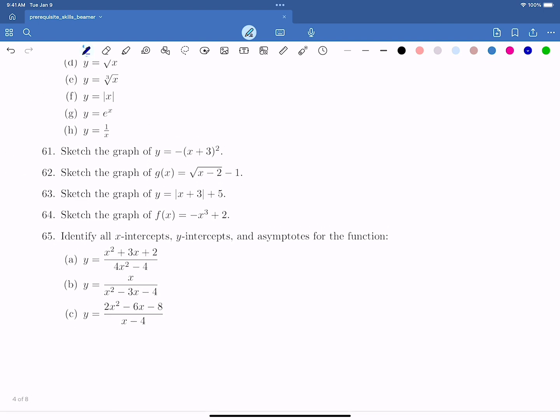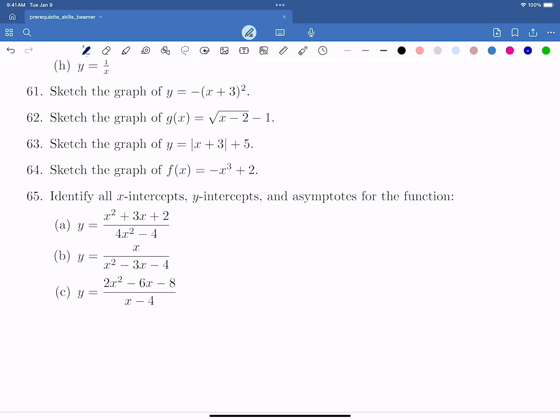Okay, 65, we need to be a little more detailed here because we're asked to identify x-intercepts, y-intercepts, and asymptotes. These are called rational functions. To find the x-intercept, we let y equal 0. To find a y-intercept, we let x equal 0, so that's usually easier. And then to find asymptotes, well, let me wait and explain that in a minute.